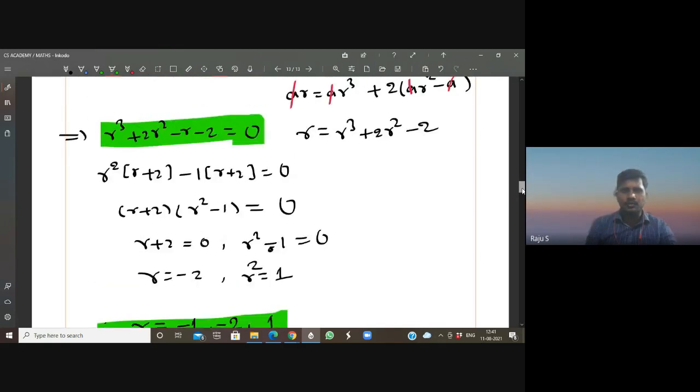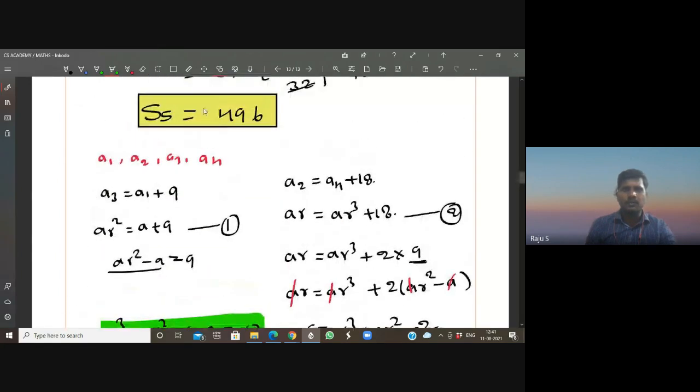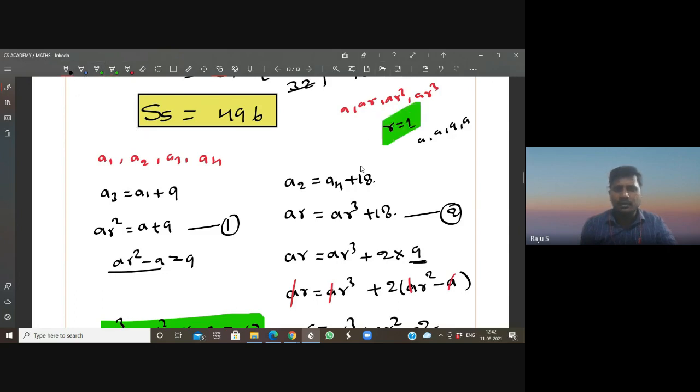Okay, students, here I'm going to tell you one thing. What are the four terms generally? A, AR, AR square, AR cube. Am I right, students? Here we got three different R values, common ratio values. When I take R is equal to plus 1, what is the given sequence? A, A, A, A. Am I right, students? Does it satisfy that the second term is 18 greater than the fourth term when R is equal to 1? So is R equal to 1 the correct common ratio?